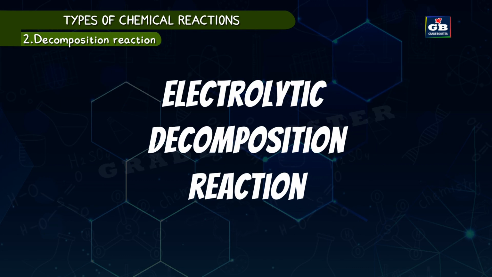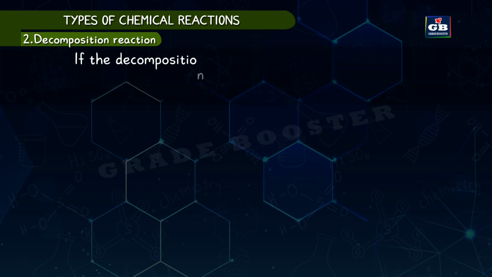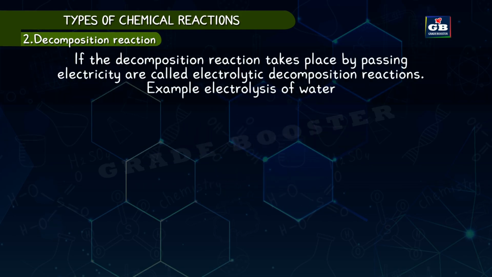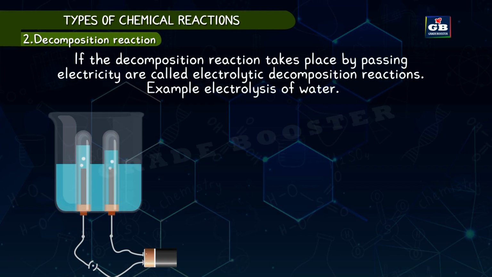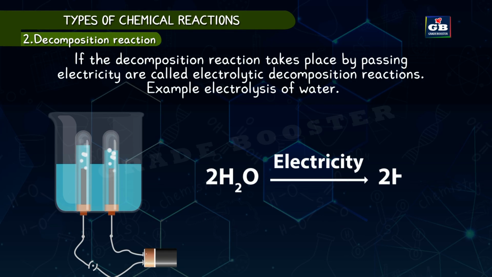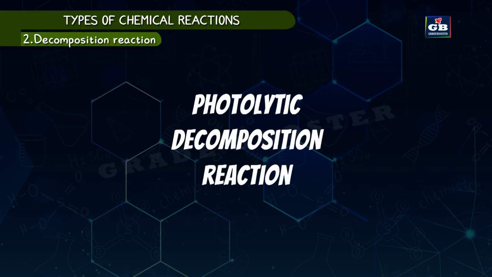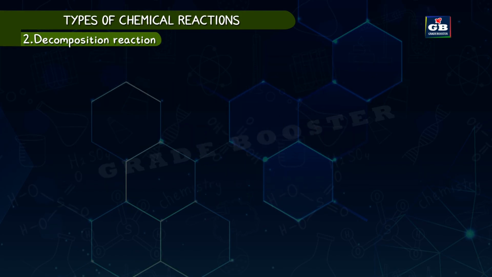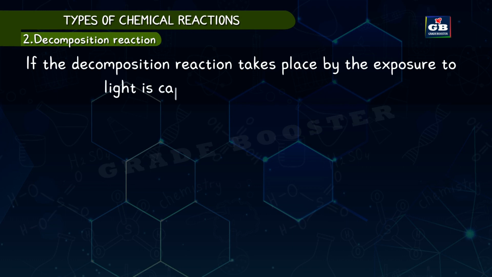Now let's see electrolytic decomposition. If the decomposition reaction takes place by passing electricity, such reaction is called electrolytic decomposition reaction. Example, electrolysis of water. The chemical equation for this reaction is 2H2O, in presence of electricity, gives 2H2 plus O2. Now let us see photolytic decomposition. If the decomposition reaction takes place by the exposure to light, it is called photolytic decomposition.